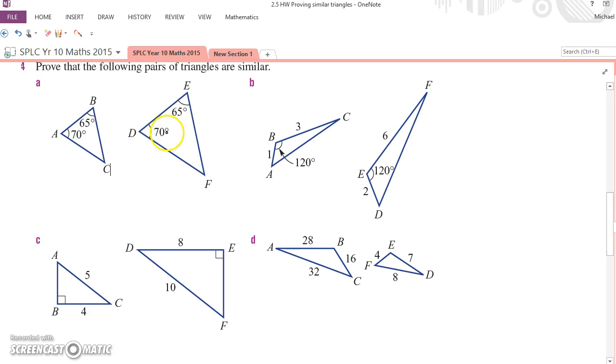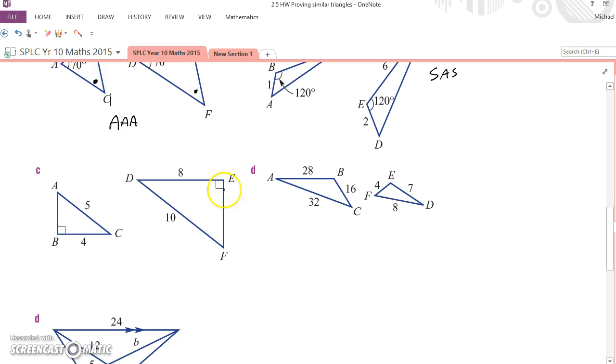Well, 70 and 65, 70 and 65. Given that all triangles have 180 degrees, those two angles must be equal. So I have angle, angle, angle being the reason why triangle ABC is similar to triangle DEF. This time here I've got sides of 1 and 3 with an angle of 120, 2 and 6 with an angle of 120 in between. So that's a side, angle, side in proportion. That would be why those two triangles are similar.